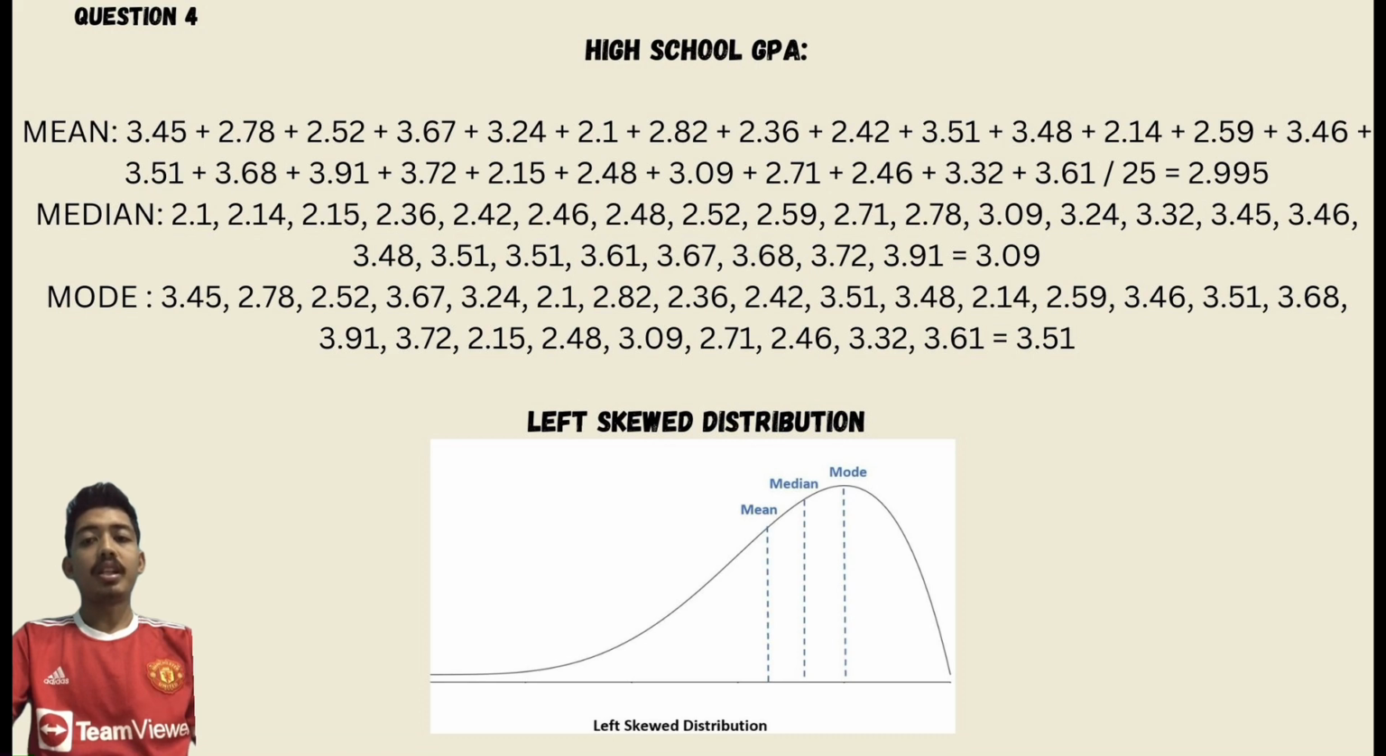by estimating whether it is a normal, right skew or left skew distribution. In this slide, I have shown the high school GPA, where the mean, using the same steps as I mentioned before, is 2.995. The median for high school GPA is 3.09. The mode is 3.51. So this is the left skew distribution graph for high school GPA.